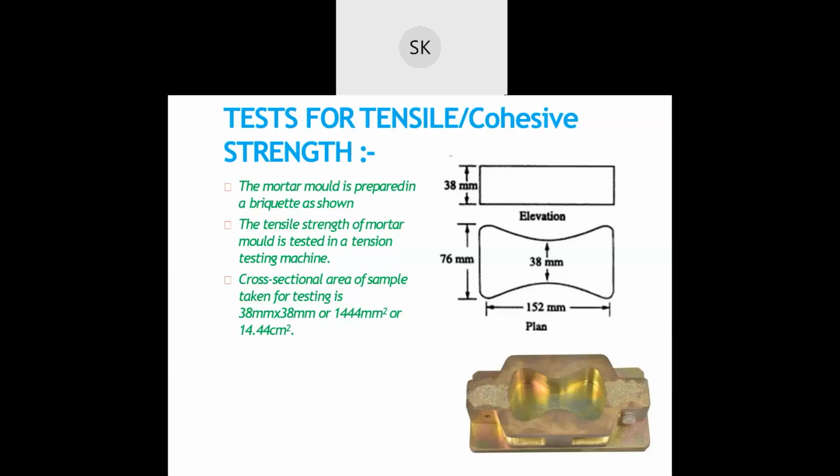Now this is the tensile and cohesive strength test. The mortar mold is prepared in a briquette as shown. This is the elevation, it is prepared in this shape. The tensile strength of the mortar mold is tested in tension, so it extends the mortar in opposite directions. The cross-section area of the sample taken for testing is this much.